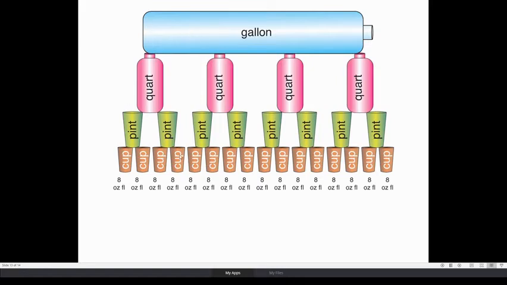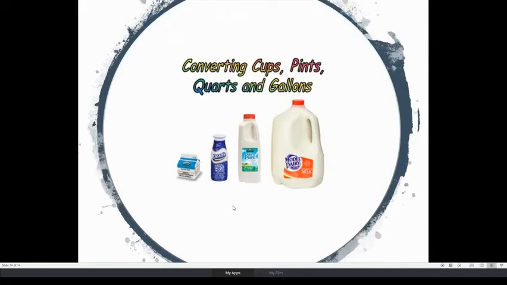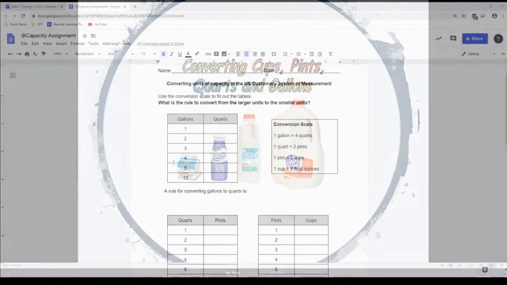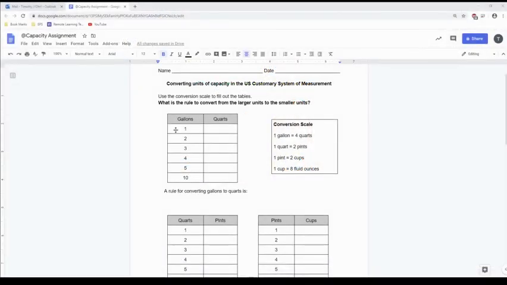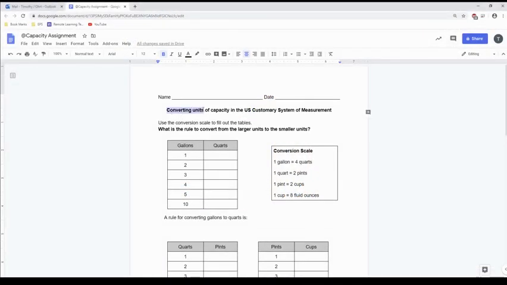All right, let's take a look now at what you're going to be working on, and it's going to be converting cups, pints, quarts, and gallons. Okay, so once you get into Google Classroom and you open up this assignment, you're going to see at the top it says converting units of capacity in the U.S. customary system of measurement. Use the conversion scale to fill out the tables. What is the rule to convert from the larger units to the smaller units? So that graphic that we just looked at, this is it with just the numbers though. This is that conversion scale.